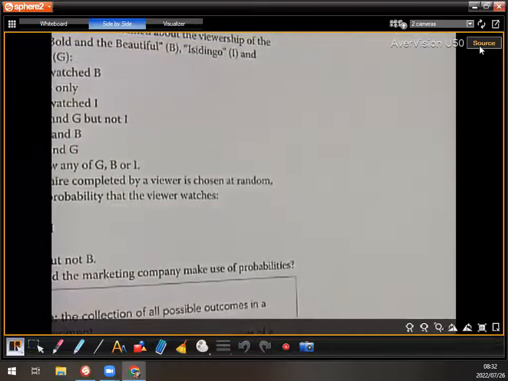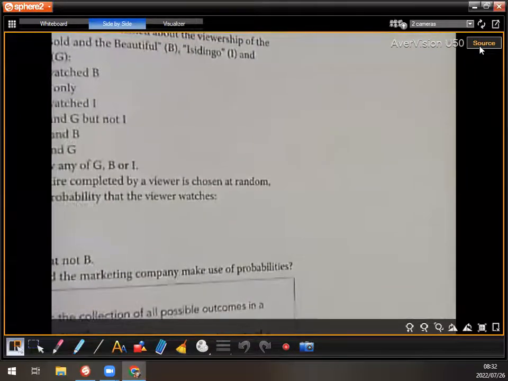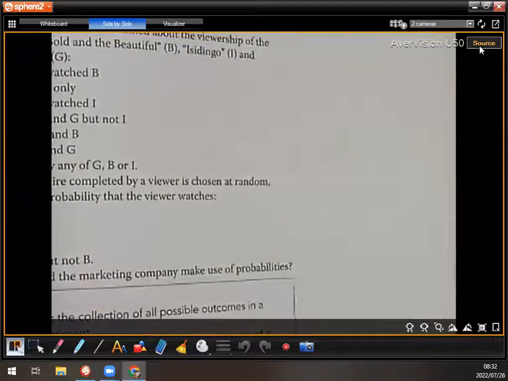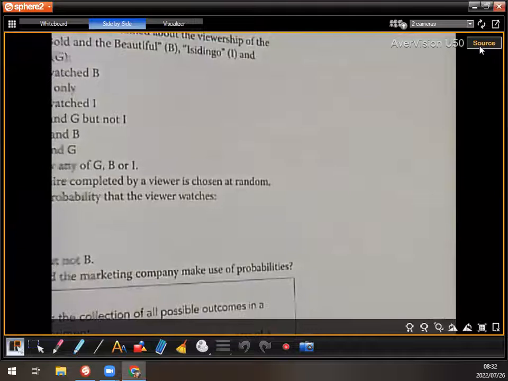Guys, if you're done with these questions, you're doing the ones on page 400. Page 400, you're doing number 3. So if you finish these ones, page 400, number 3.